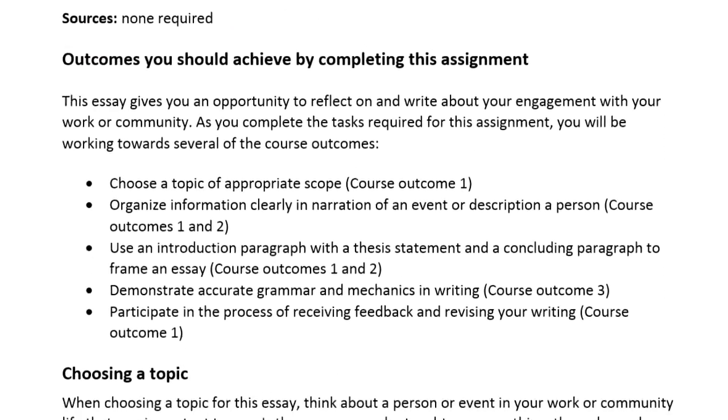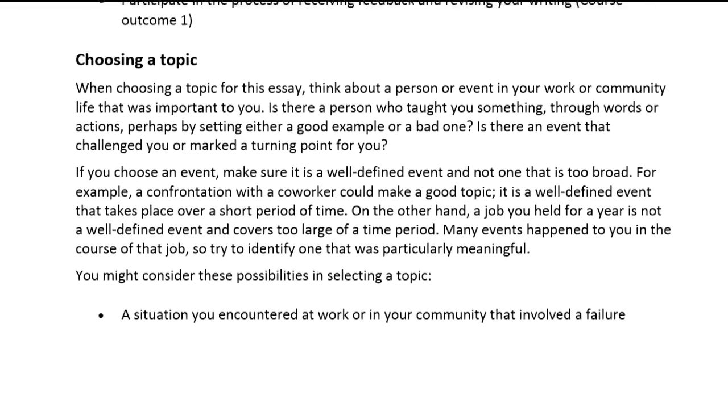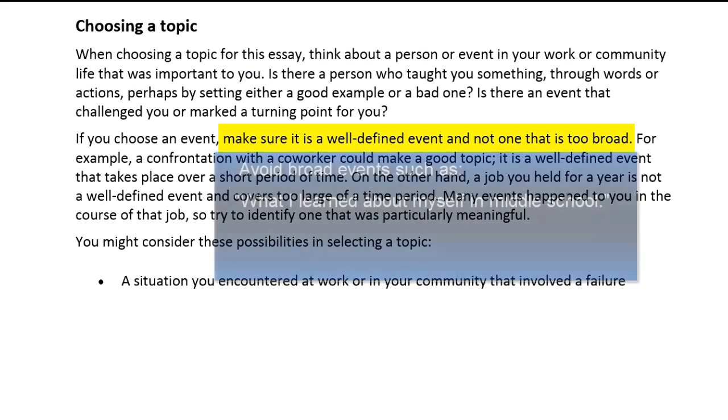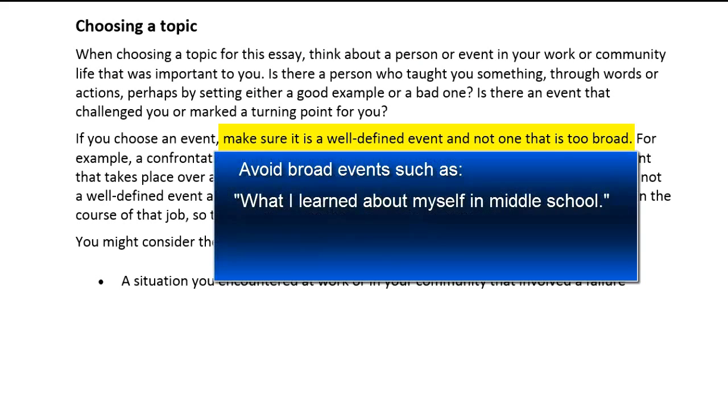The directions also provide important advice about choosing a topic. You're advised to consider a person or event in your work or community that was important to you. Why the emphasis on important? Because the most effective narratives are those that have a strong emotional appeal and that your reader can relate to. The next piece of advice is also crucial. Avoid choosing a broad event like what you learned about yourself in middle school, or how being a parent has made you a better person.